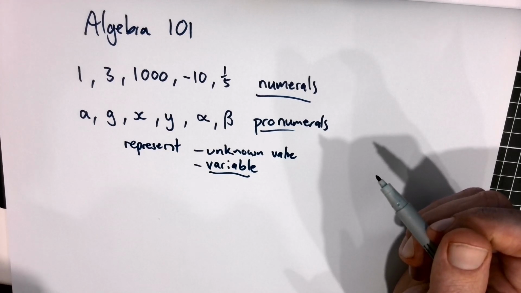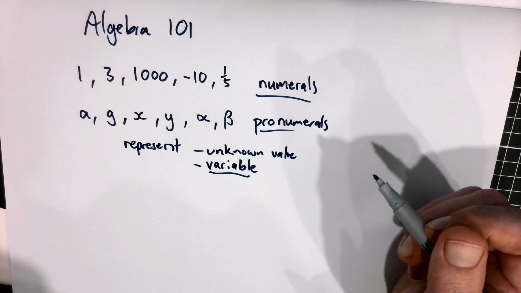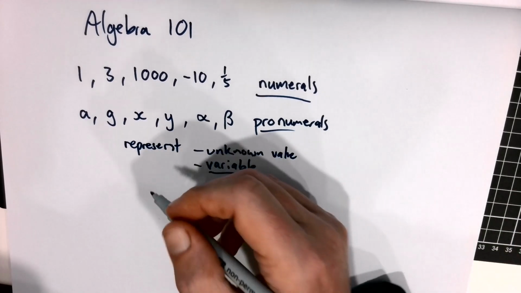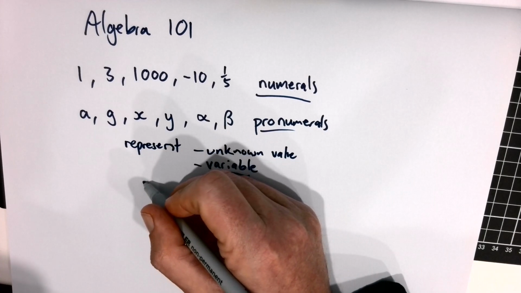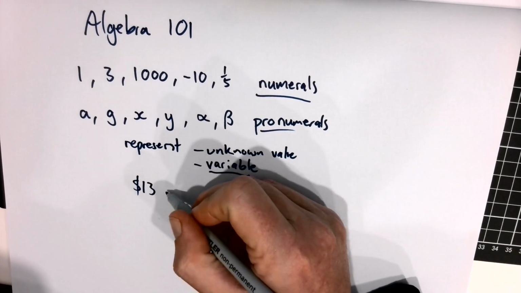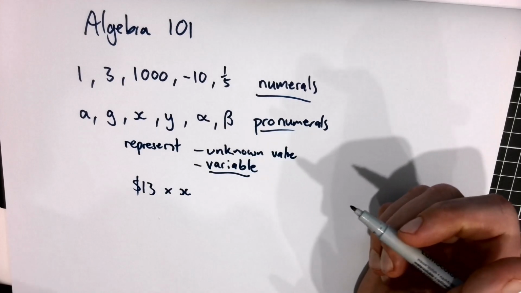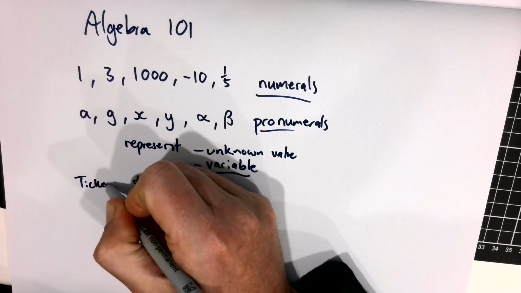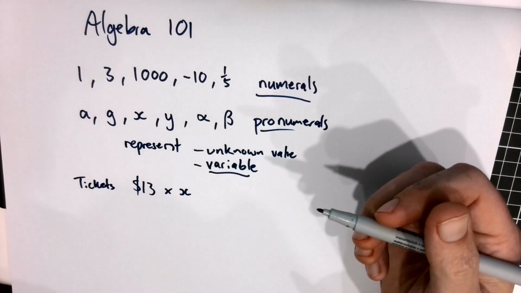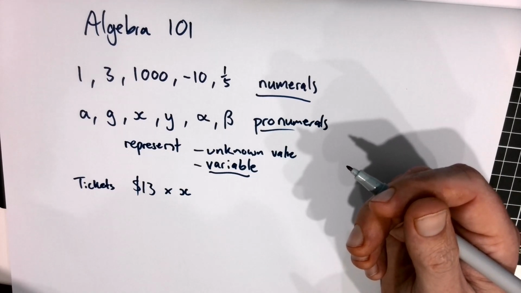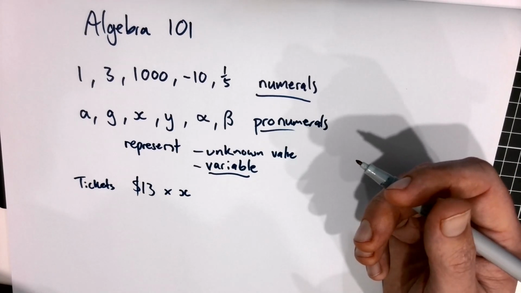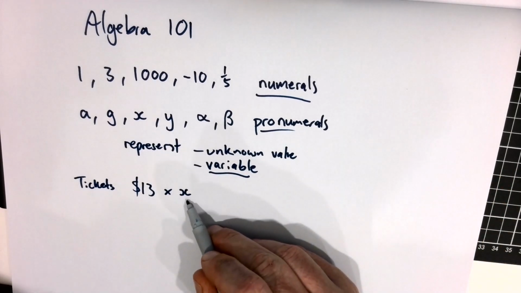So, for example, if I said that tickets to the movies are going to cost, let's say, $13 times X, right? If I said that the tickets to the movies are going to be 13 times X, what would X be? Let's say I'm going with a group of friends, and I wasn't sure how many friends are going to come along, maybe just 2 friends. In that case, X would mean 2.